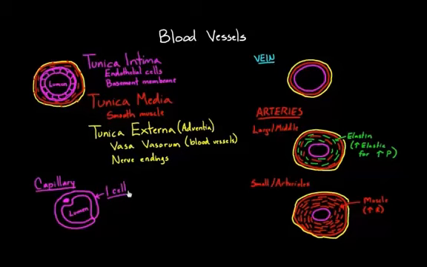But I want you to just take a look at this again and see the key differences between the veins and the arteries. The vein follows the general pattern, but the large and middle arteries have a lot of elastin in the tunica media, and the small arteries and arterioles have a lot of muscle in that tunica media.